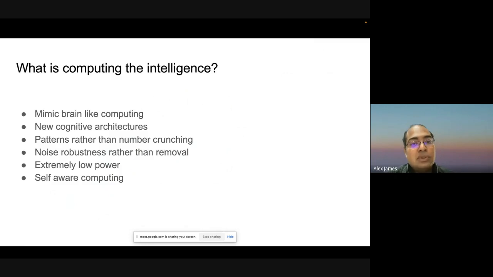Now, most of our AI-related works or ML-related works are trying to emulate intelligence in various forms. And there are many ways to actually go into that. One could be mimicking the brain. So how we go about computing things in our brain, we could try to mimic that in a chip. So that could be one way to achieve intelligent computing.